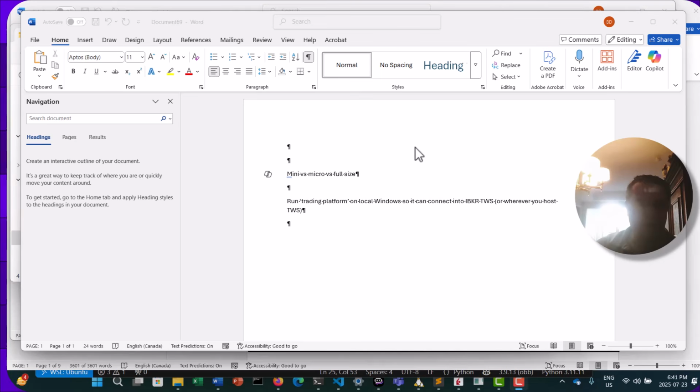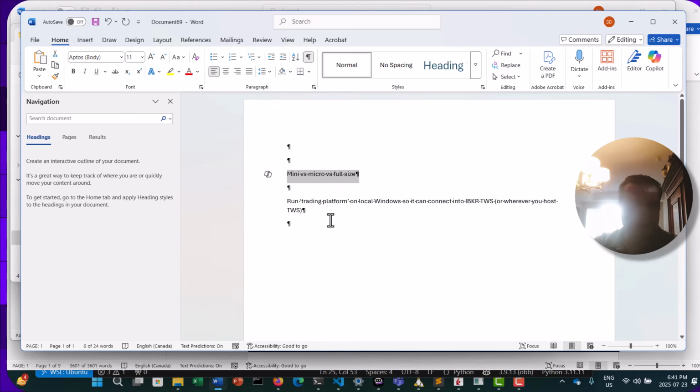Some major updates here. I'm going to talk about, as I'm setting up my trading account, which type of instruments for futures and options I'm going to focus on. I am going to go into detail about the minis versus the micros versus the full size.